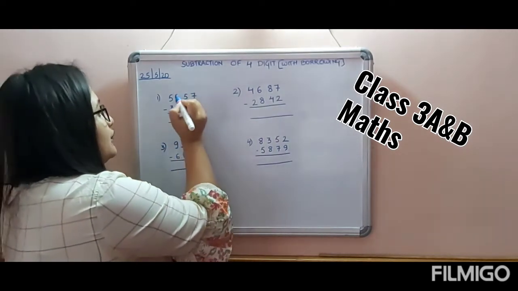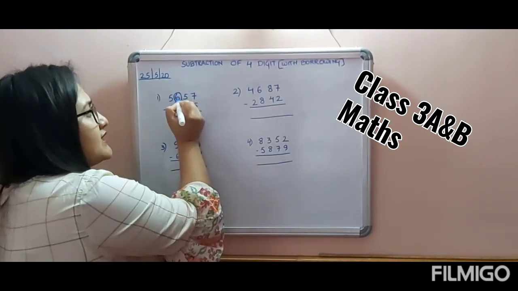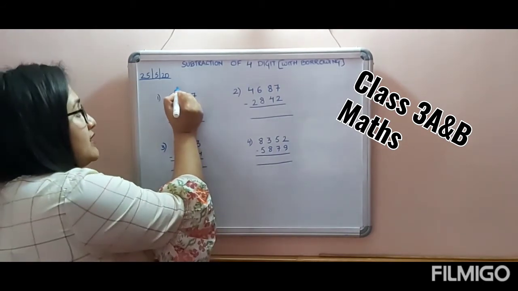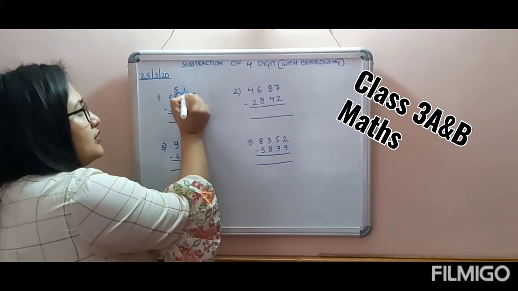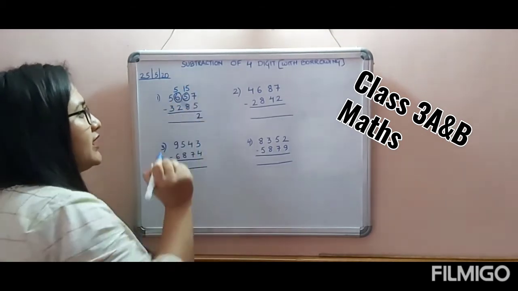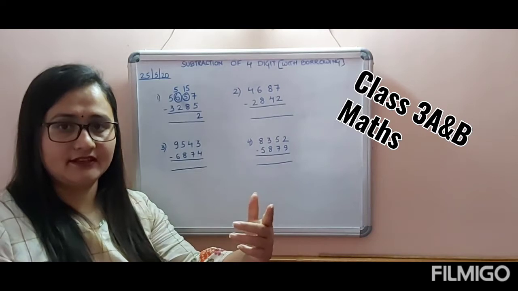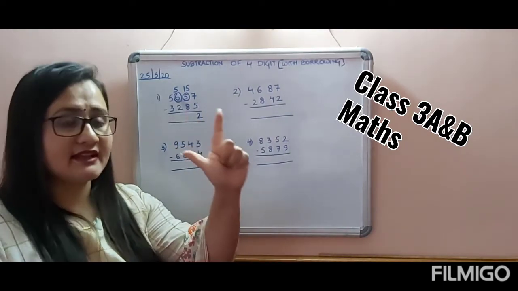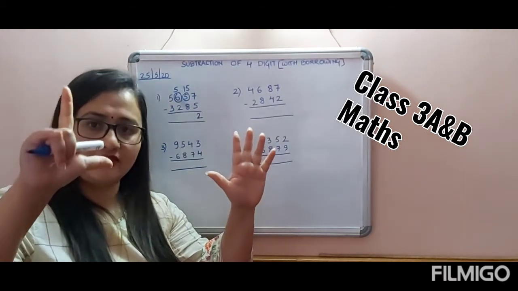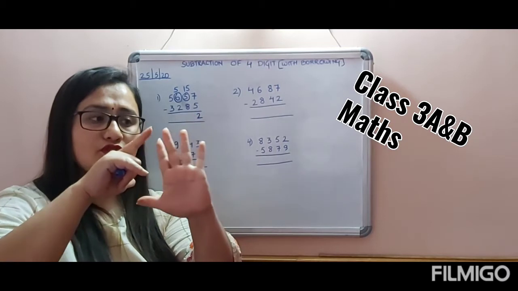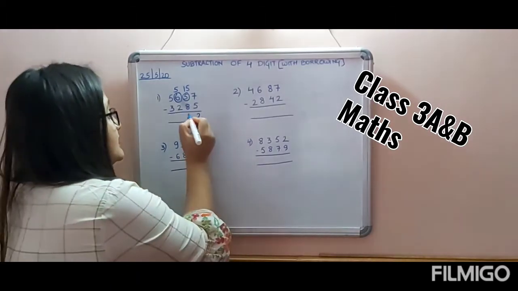So we will borrow from the hundreds place. If you borrow from 6, if you take away 100, then it will remain 5. Then here 5 will become 15. Now you will keep 15 in your mind and start counting after 8. After 8 what comes? 9, 10, 11, 12, 13, 14, 15. How many numbers? 1, 2, 3, 4, 5, 6 and 7. So 15 minus 8 is 7.